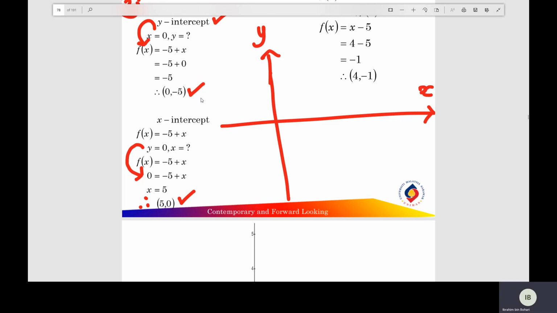Okay, the y-intercept and x-intercept of the function are (0, -5) and (5, 0). This one, you put the y-intercept (0, -5), and here the x-intercept (5, 0). So this one is the linear function. First, you label the y-intercept and the x-intercept of the function.